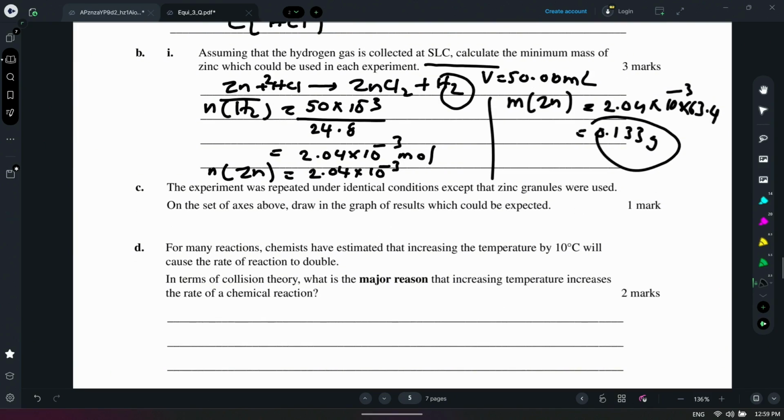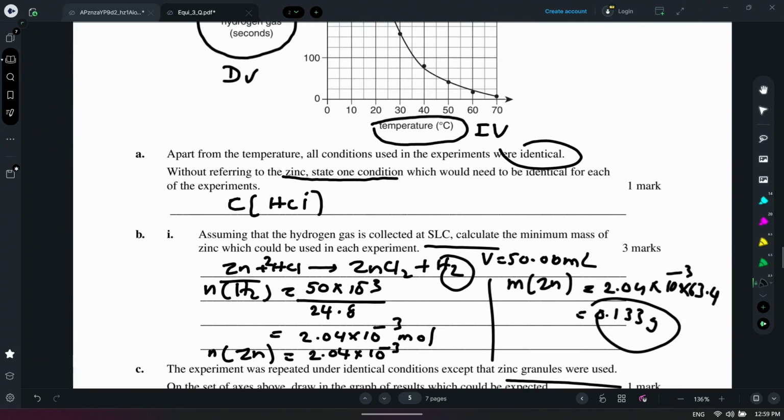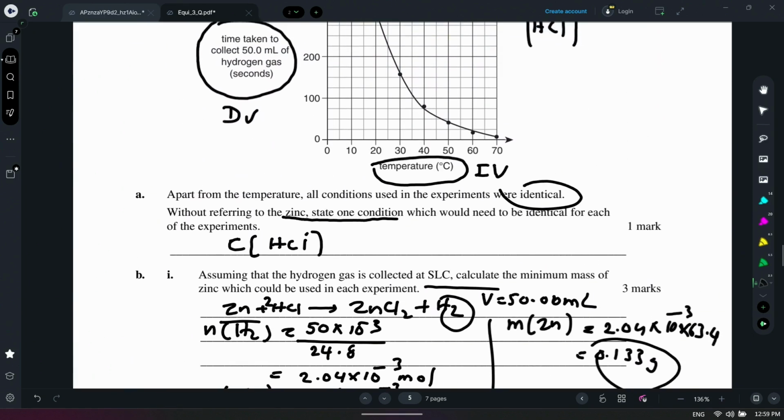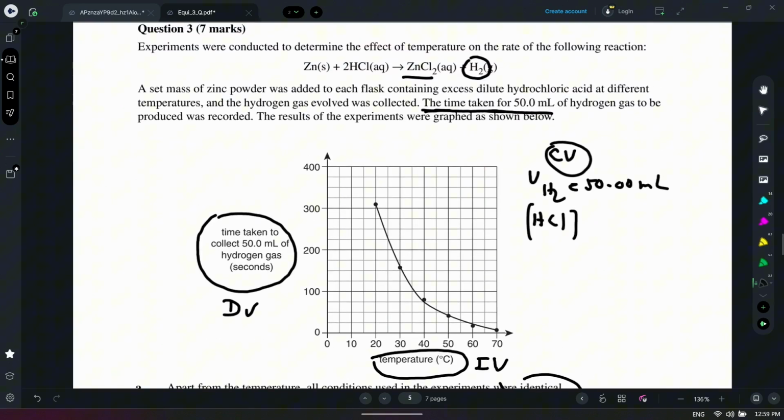Next question. The experiment was repeated under identical conditions except zinc granules were used. Now what have they used originally? Zinc powder. So what will happen when zinc granules are used under the same conditions? Powder has a higher surface area than granules, and granules have lower surface area. Surface area is proportional to the rate of reaction. Higher the surface area, higher the rate of reaction.